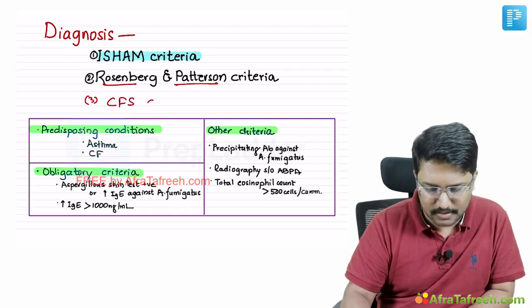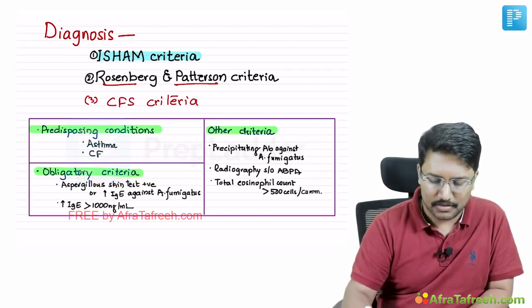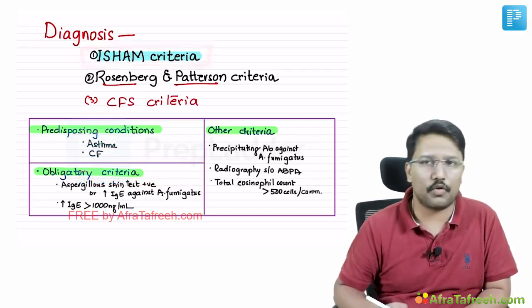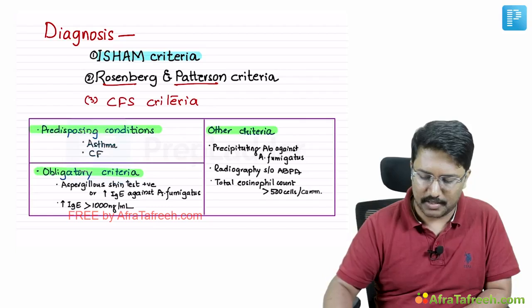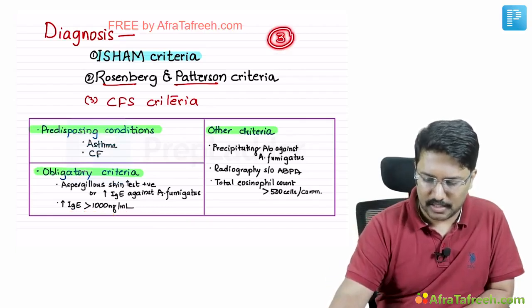Cystic Fibrosis Society criteria, yes, some of us do follow it in a selected set of cystic fibrosis patients. Generally speaking, ASmhas criteria is good to go for practice. Okay, so according to ASmhas criteria, there are three types or three sets of criteria that we need to look at.